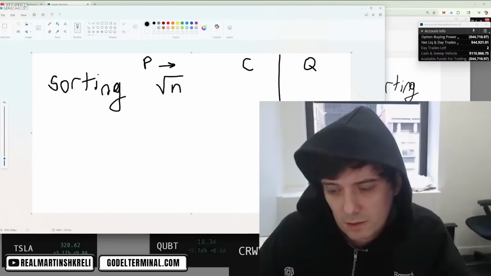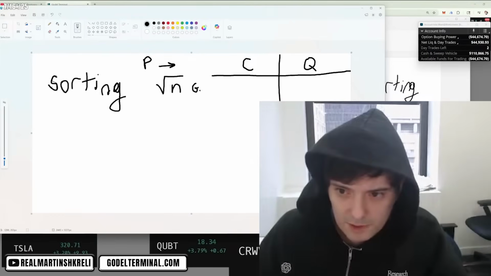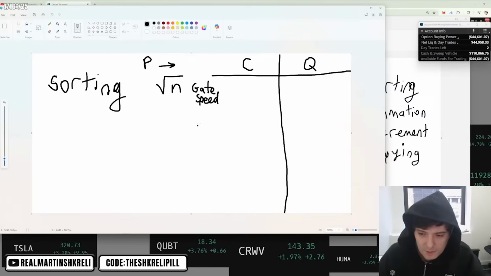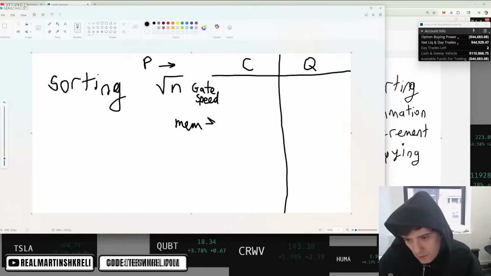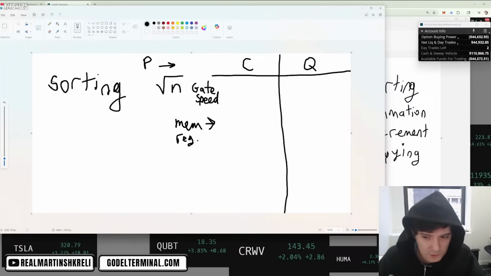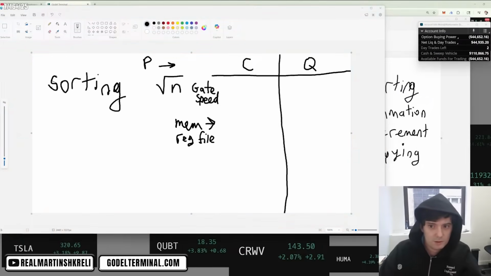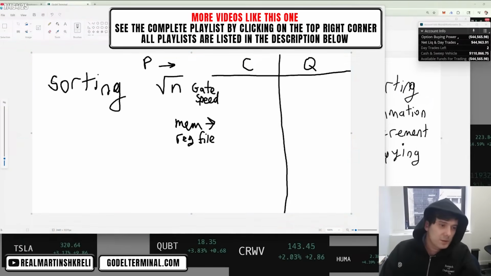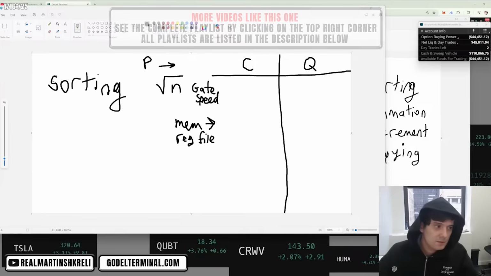Well, what goes into running speed? The first is something like gate speed. The next thing would be something like memory to register file. The register file is the fastest part of the computer. Then you have the caches and so forth. So I'm going to ask ChatGPT, what is the gate speed of a transistor-based gate?